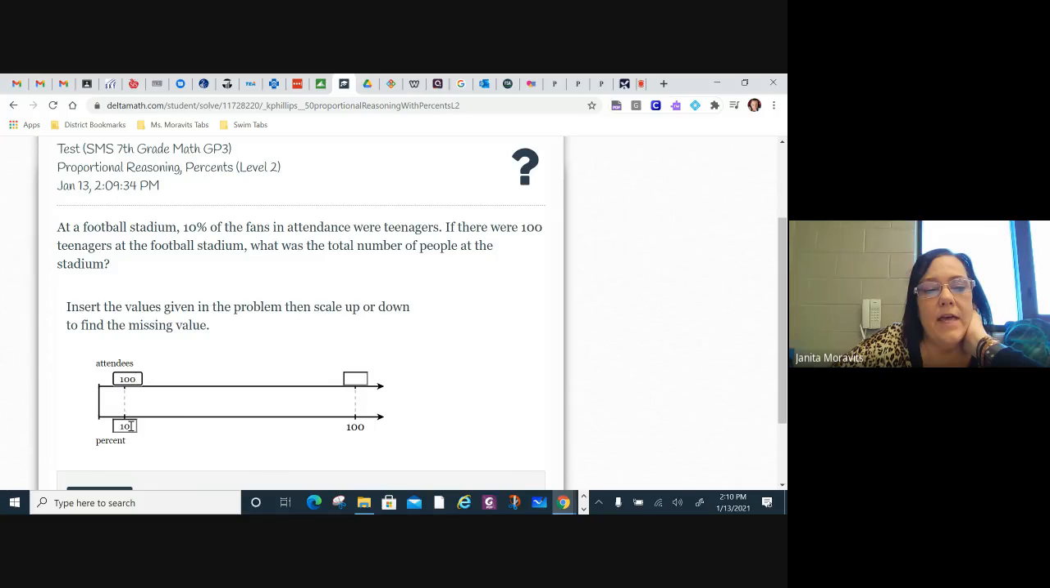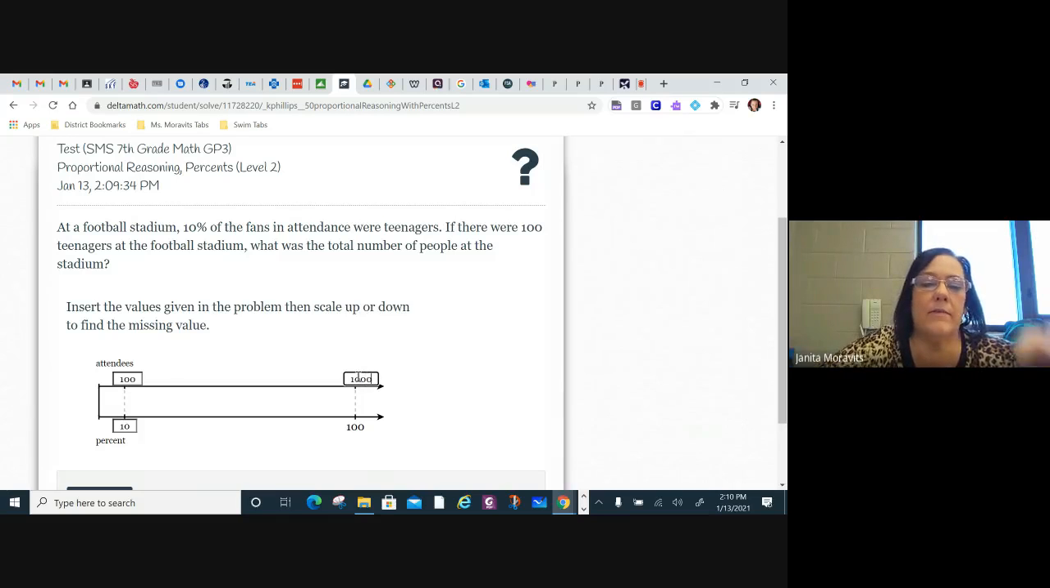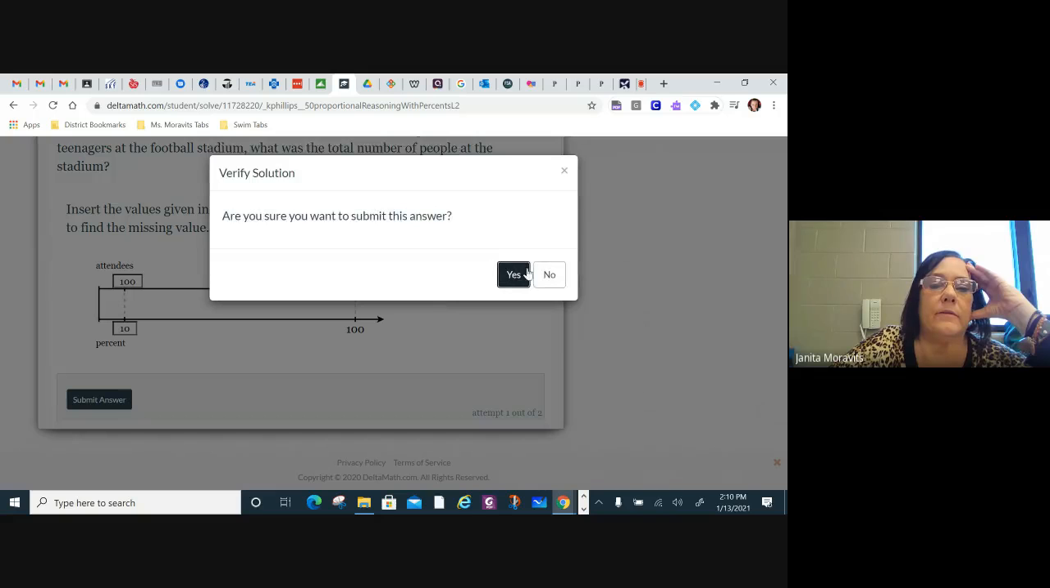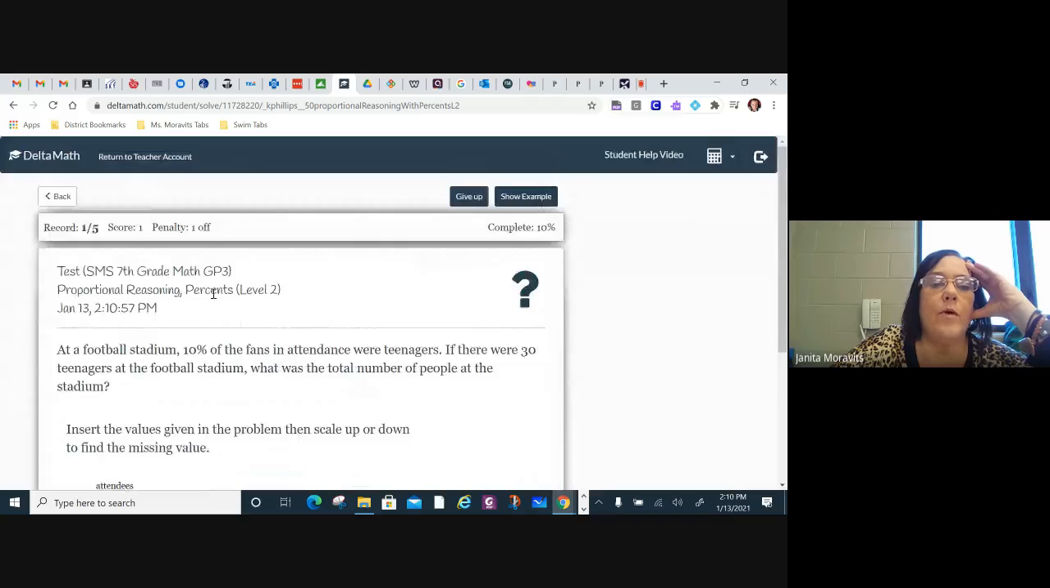So we've got 10%, and we want to know what we would multiply by to get 100. Well, 10 times 10 is 100. Now we have 100 attendees right here that were teenagers, but we need to also multiply that times 10. So 100 times 10, I'll show you on here so that you believe me. 100 times 10 equals 1,000. All right, and let's put in our answer and see what it says. It likes that answer.